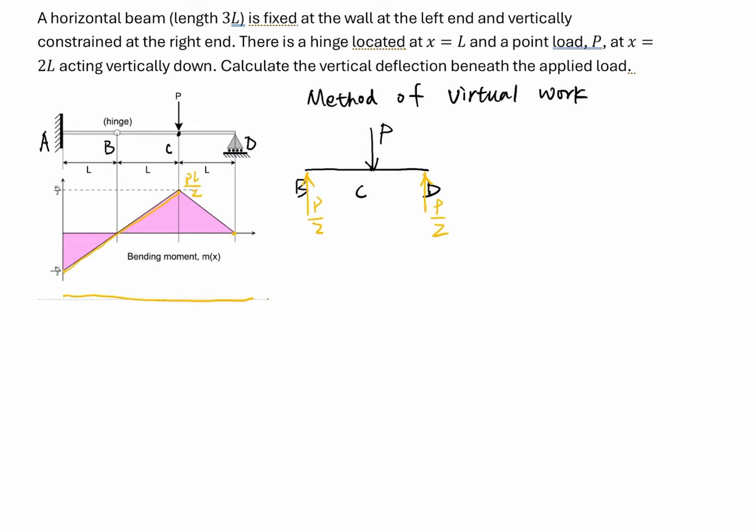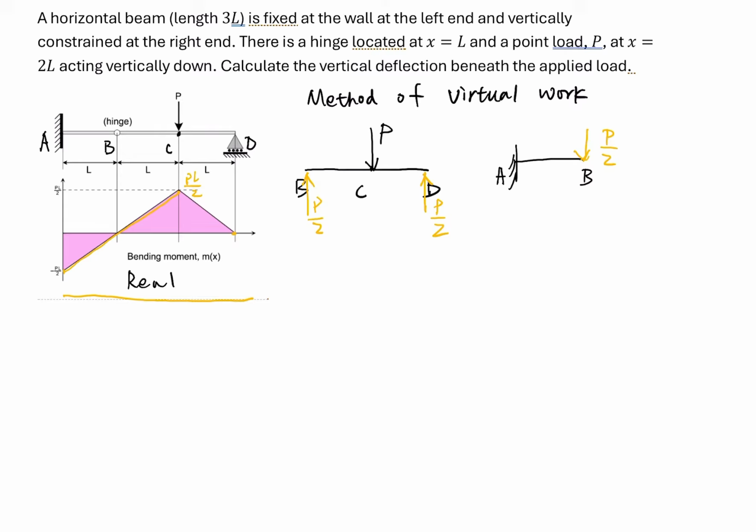After we know the reaction force at point B, then we know that at point B we have a force of P over 2. Then we can draw the bending moment as shown on this diagram. We skipped these steps, and you can derive the bending moment by yourself. So now we have the internal bending moment for the real system.